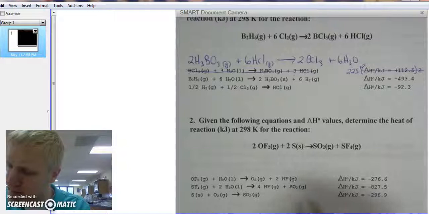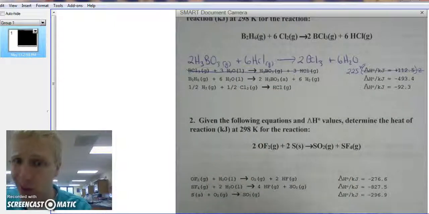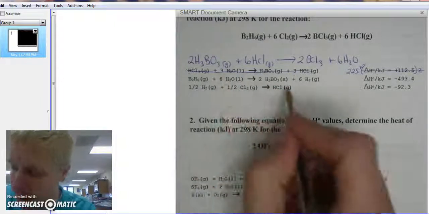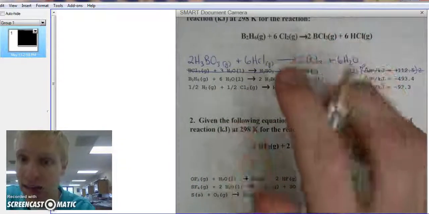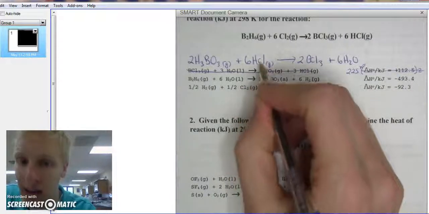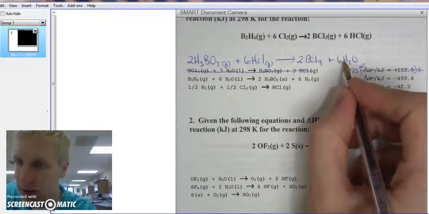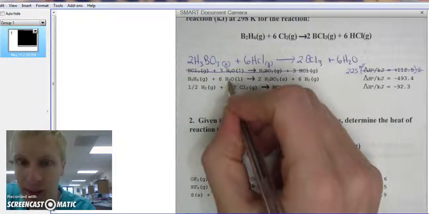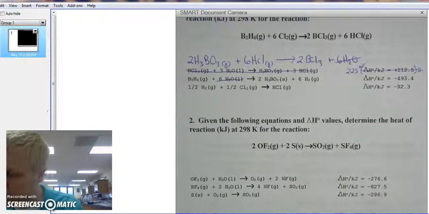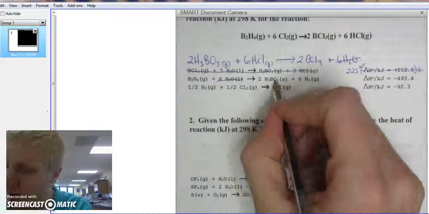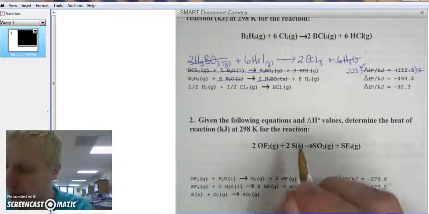Alright. Looking at the next one, I've got B2H6 on the reactant side, and B2H6 on the reactant side in the overall reaction too. So it looks like I want to keep that. It looks great. So let's see if we can cancel some stuff out. You can cancel things out if they are found on the reactant side and on the product side. Here we've got 6H2O on the product side and 6H2O on the reactant side, so I'm going to cross that out. They cancel each other out. Let's see if there's anything else. Well, we've got 2H3BO3 on the product side and 2H3BO3 on the reactant side. I can cross that out.